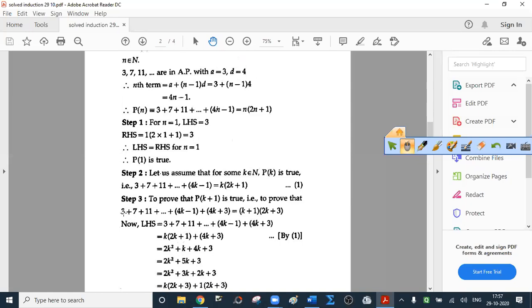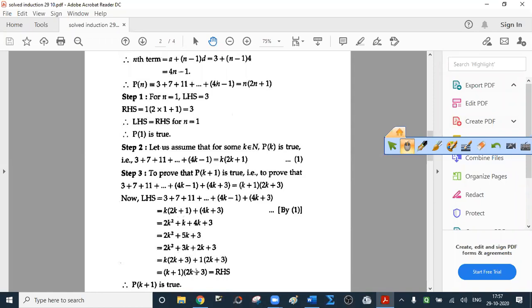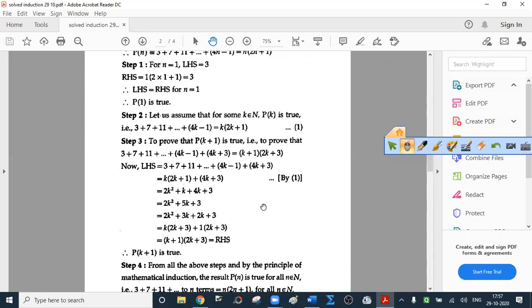LHS. Now for these many terms, 3 plus 7 up to 4k minus 1, we can directly write k into 2k plus 1, and that is why it is necessary that we write this term. Some students write 3 plus 7 plus 11 dot dot dot and they directly write this. So you won't get the answer in that case. You have to mention this term. So sum up to these terms is what? From 1, k into 2k plus 1 plus 4k plus 3 as it is. Now just open all the brackets, factorize, you will notice that this is RHS. So P of k plus 1 is true.